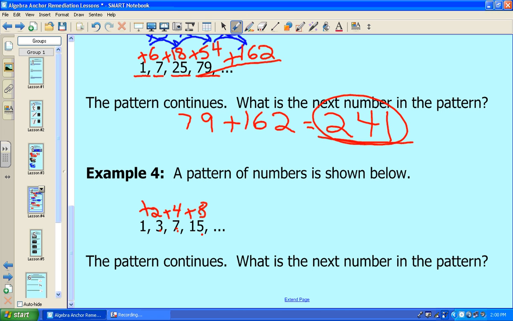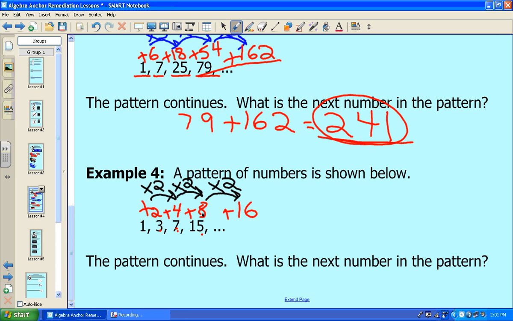So I have to figure out the pattern now between 2, 4, and 8 using multiplication. To get from 2 to 4, I multiply those numbers by 2. 2 times 2 is 4. Let's see if that pattern works for the next set. Is 4 times 2 8? Yes, it is. So now I want to multiply this 8 right here also by 2. 8 times 2 is 16.